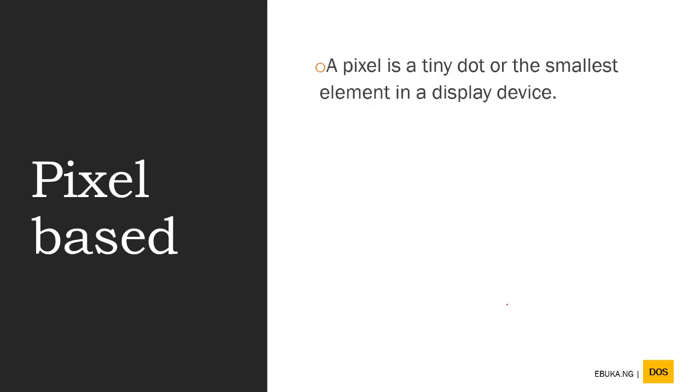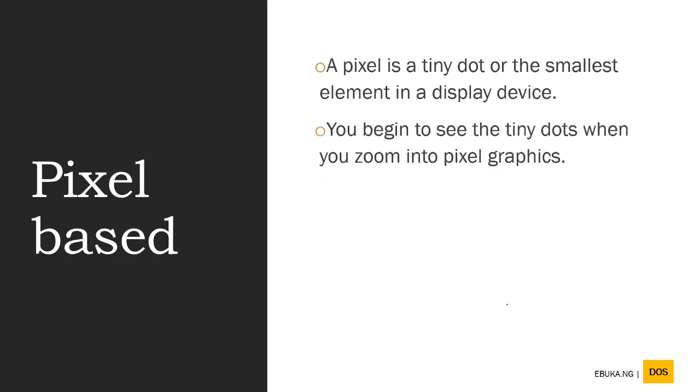So let's start from the pixel based software. What's the pixel based graphic design software? So what's a pixel? A pixel is the smallest element in a display device. It's a very tiny dot. Like your computer or your phone screen is made up of several tiny pixels, but you can't see those pixels. That is what a pixel is.